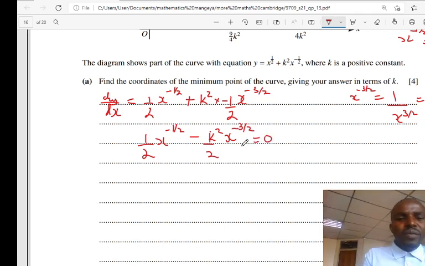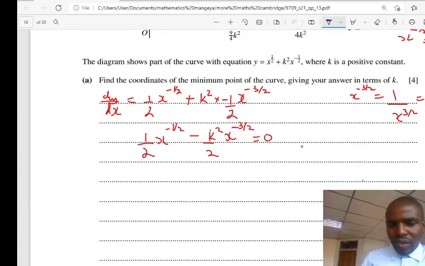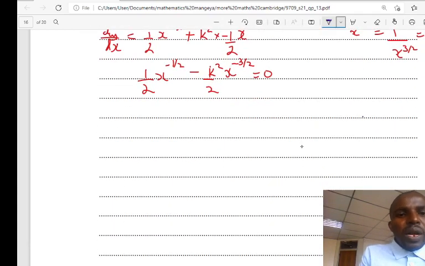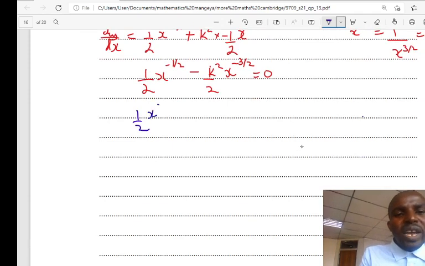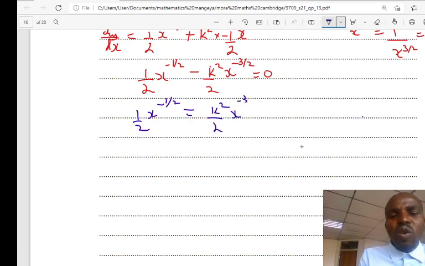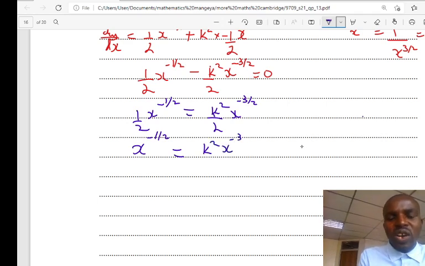Then after that, you say half x to the power minus half is equals to k squared over 2 x to the power minus 3 over 2. That's how you can work it out. Then after that, you can multiply everything by 2. Multiplying everything by 2, you'll be left with x to the power minus half is equals to k squared, then x to the power minus 3 over 2.